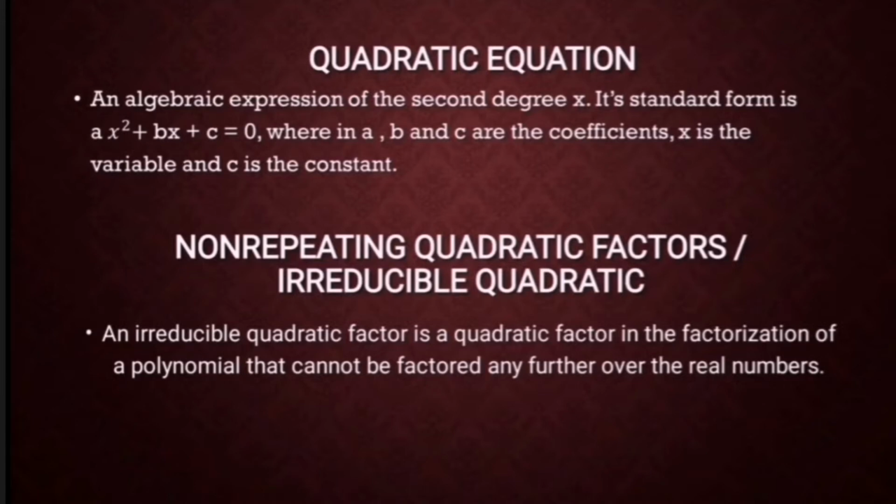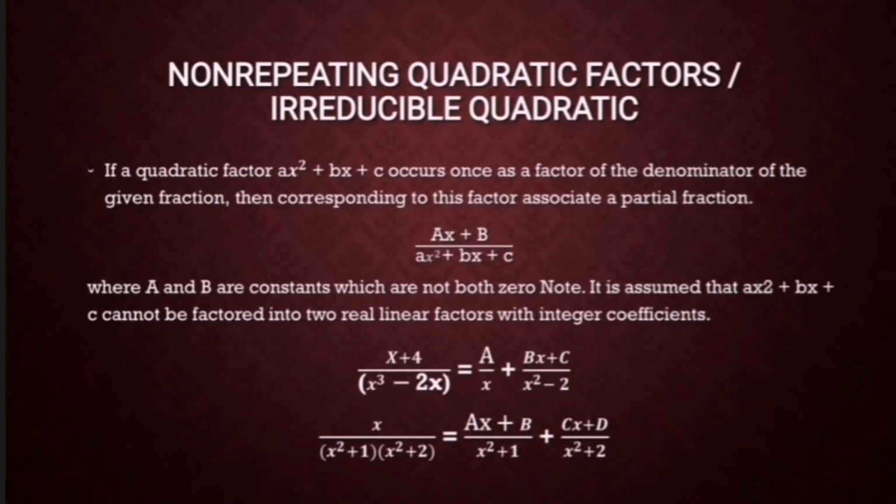And now, what are non-repeating quadratic factors, or irreducible quadratics? An irreducible quadratic factor is a quadratic factor in the factorization of a polynomial that cannot be factored any further over the real numbers. So, how would we know that it is a non-repeating quadratic factor? If a quadratic factor ax squared plus bx plus c occurs once as a factor of the denominator of the given fraction, then corresponding to this factor we associate a partial fraction.